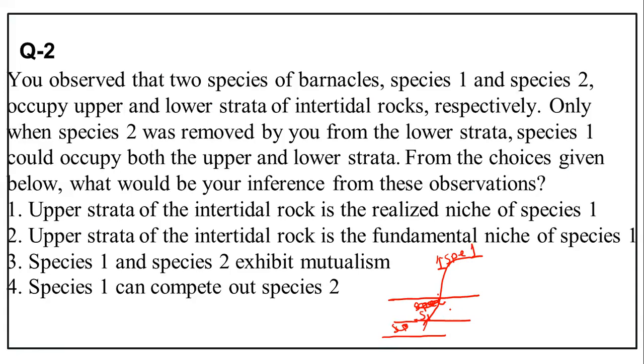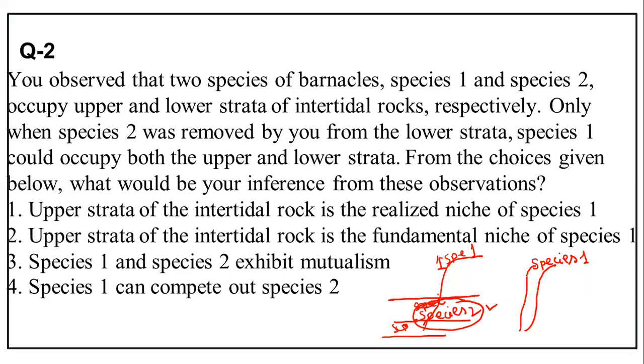Species 2 is here, in the lower strata. Now, respectively, suppose you experimentally remove species 2 from the lower strata. Now only species 1 is there, present in the upper strata. So from the lower strata, species 1 could occupy both the lower and upper strata. From the choices given below, what would be the inference of these observations?